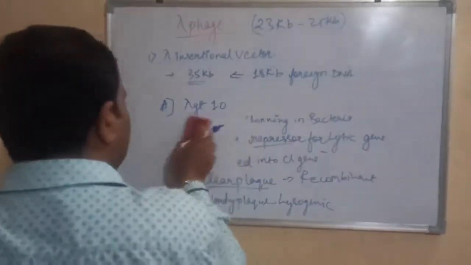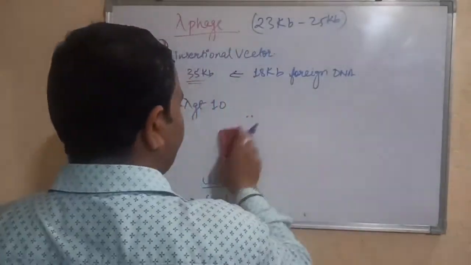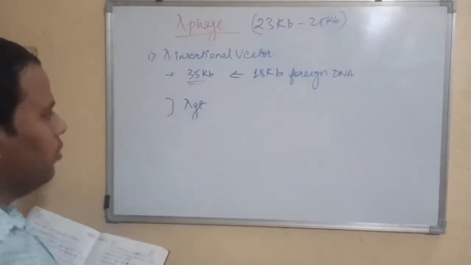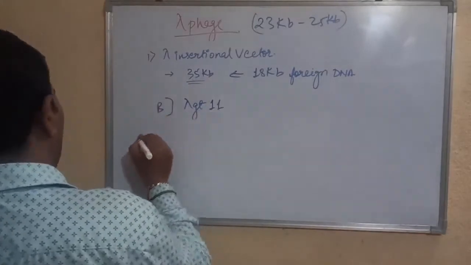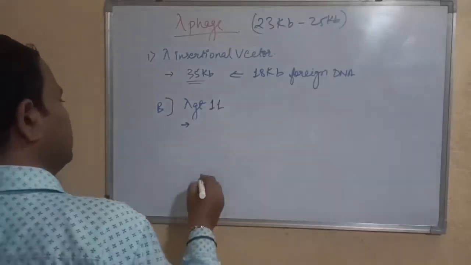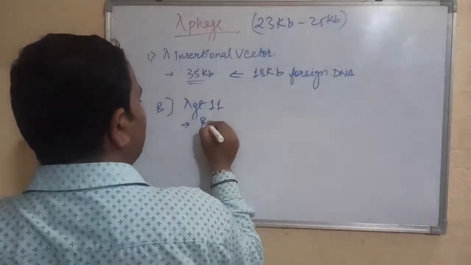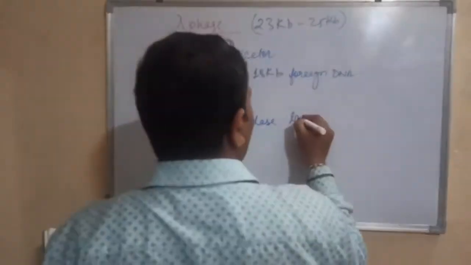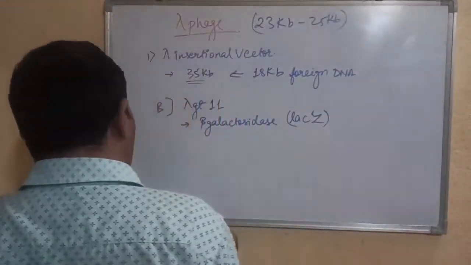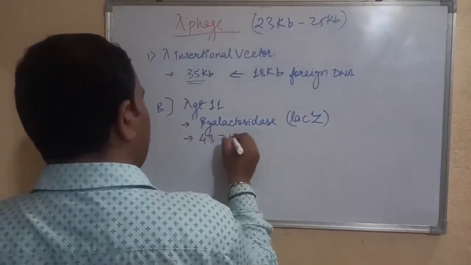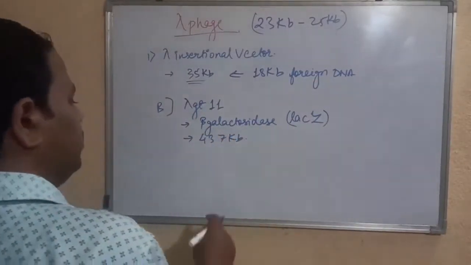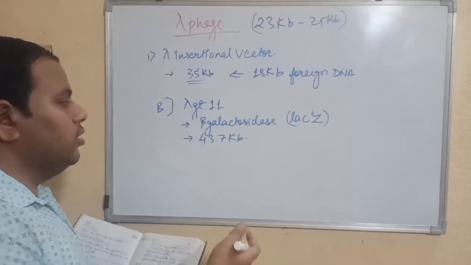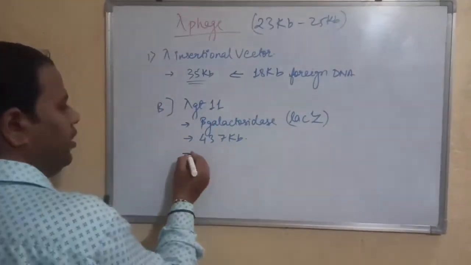Okay, so let's see the next insertional vector, that is Lambda GT11. The only difference here is we are using the beta-galactosidase gene, that is the LacZ gene. The size here is around 43.7 kb, and here also we are using it for cloning of cDNA. Okay, so what is happening here?